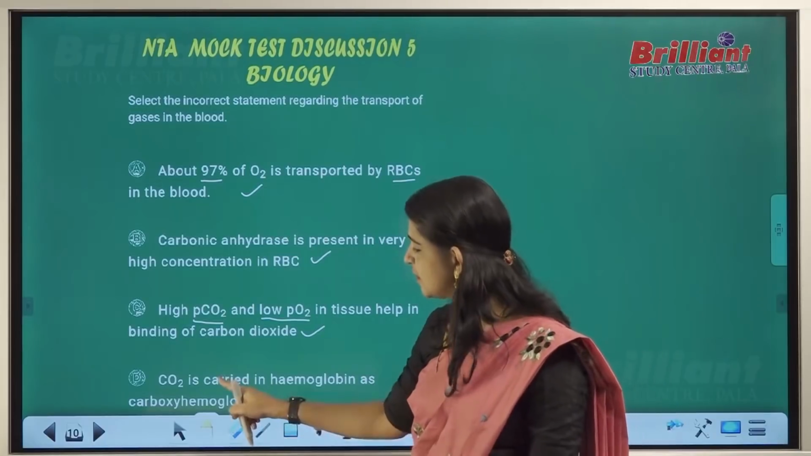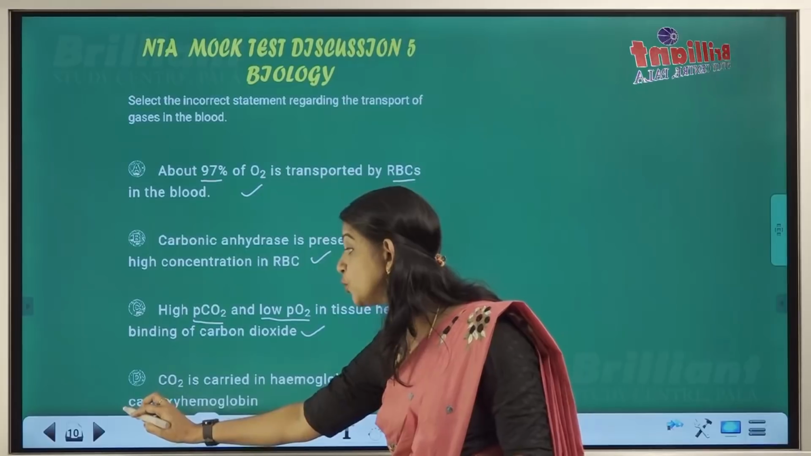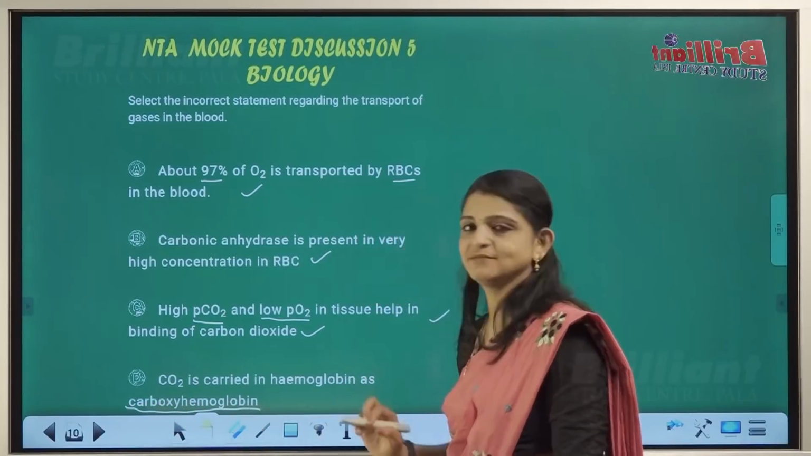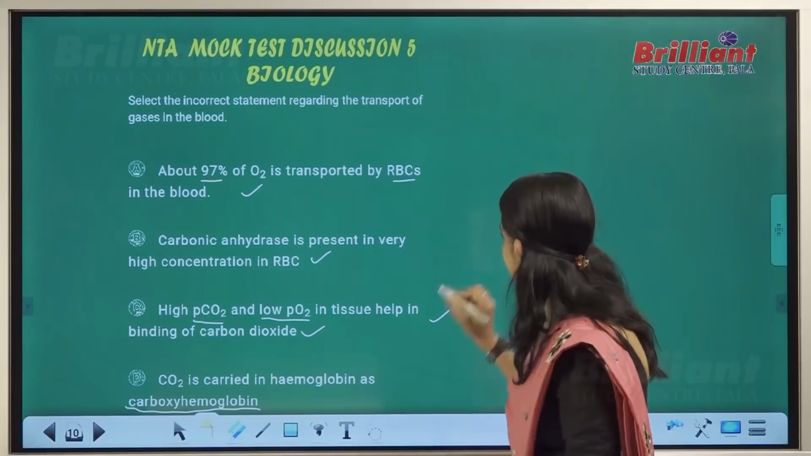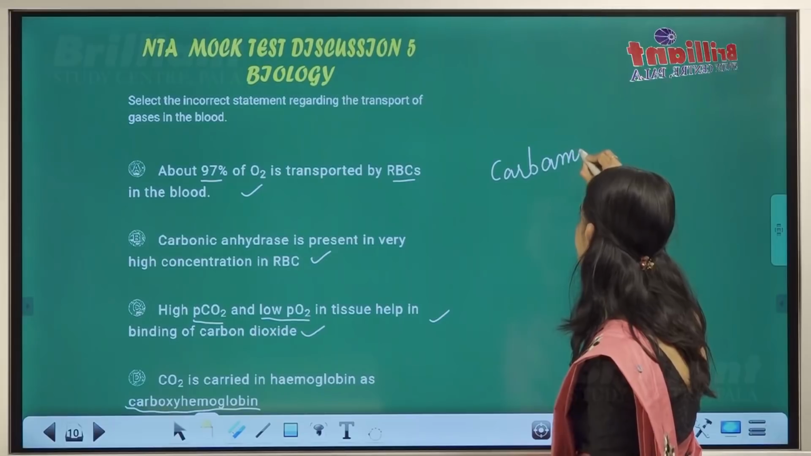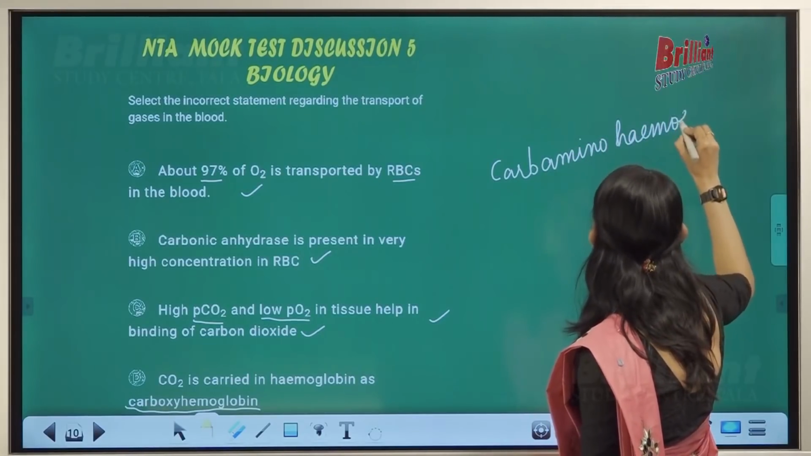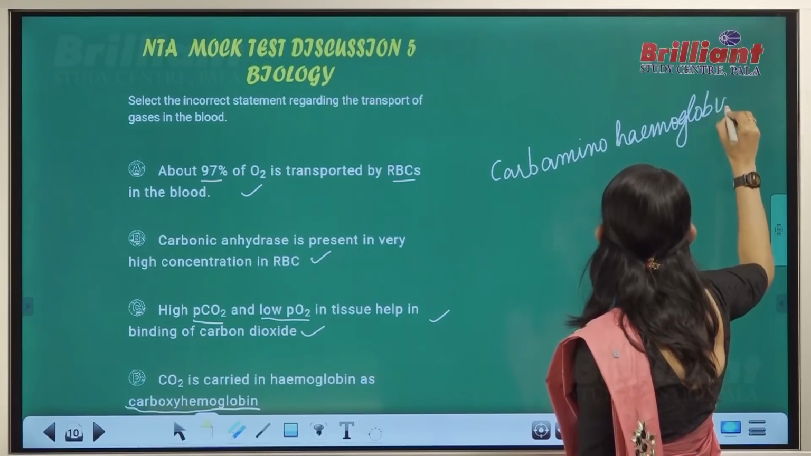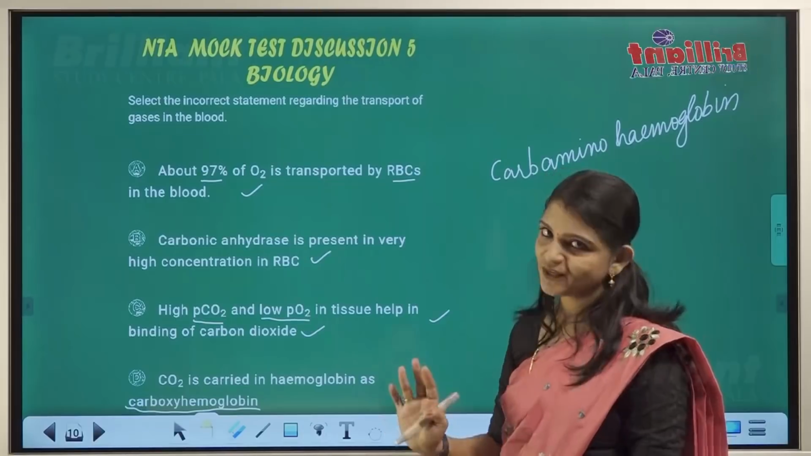Next one, carbon dioxide is carried in hemoglobin as carboxyhemoglobin. Carbon dioxide in blood is carried as carbaminohemoglobin. It is not carboxyhemoglobin. It is carried in hemoglobin as carbaminohemoglobin.